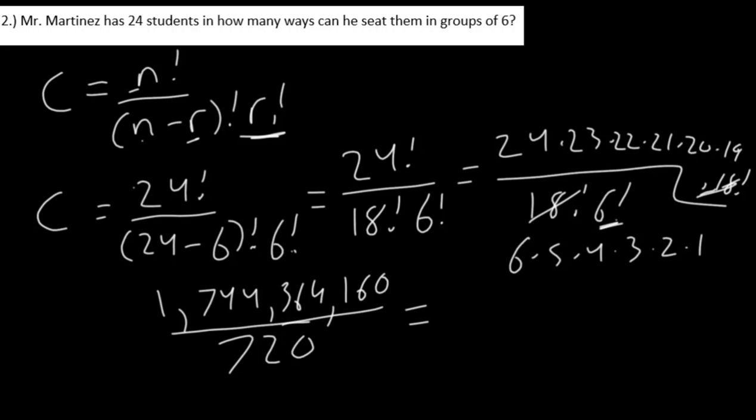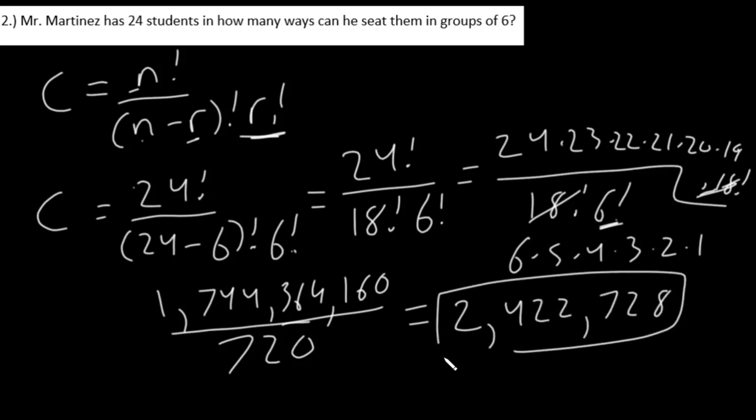Let's try that. 1,744,364,160 divided by 720, which will give us our final answer of 2,422,728. And there are this many different ways, 2,422,728 different ways Mr. Martinez could order 24 students in different groups of 6.